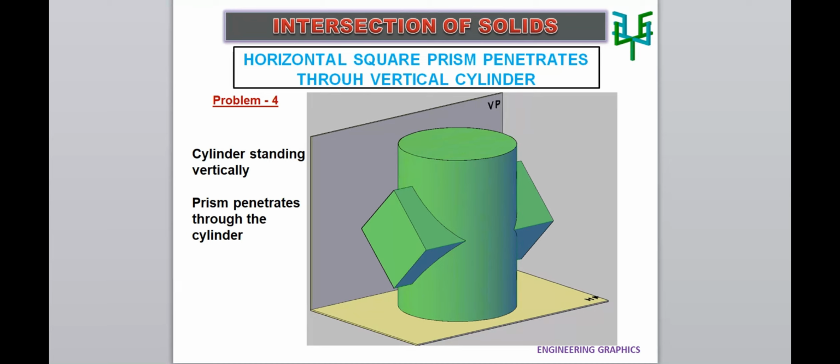The base shape of the cylinder can be seen in the plan, while the base of the square prism can be seen in the side view. We will always start with the projections of vertical objects.